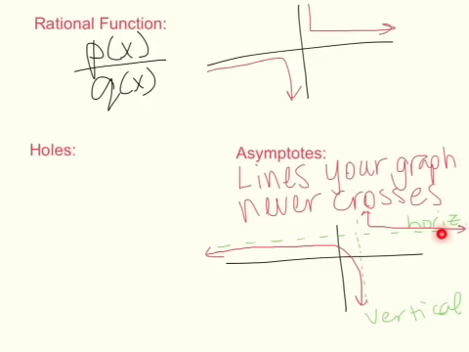Now a hole is just like it sounds. It's a jump in the graph. It's just a little hole. So instead of it being continuous, there's just a part in your graph that doesn't exist. Sometimes we draw a little circle to denote the hole. So these are things that can show up on your rational function graph. Asymptote lines, definitely, and then holes. There can be little jumps in your graph.